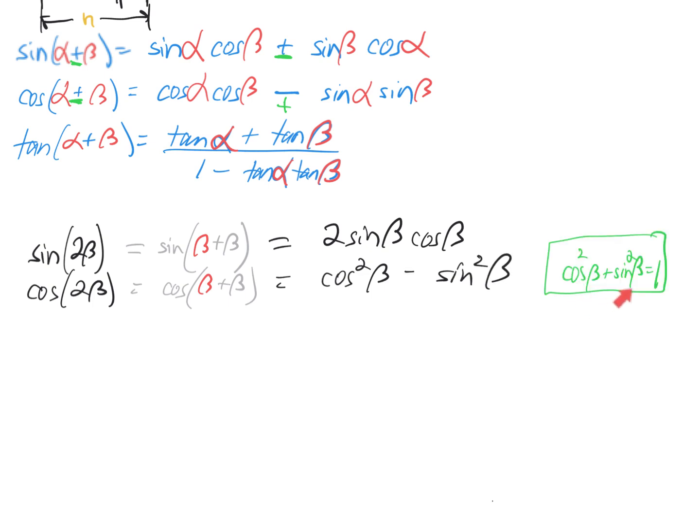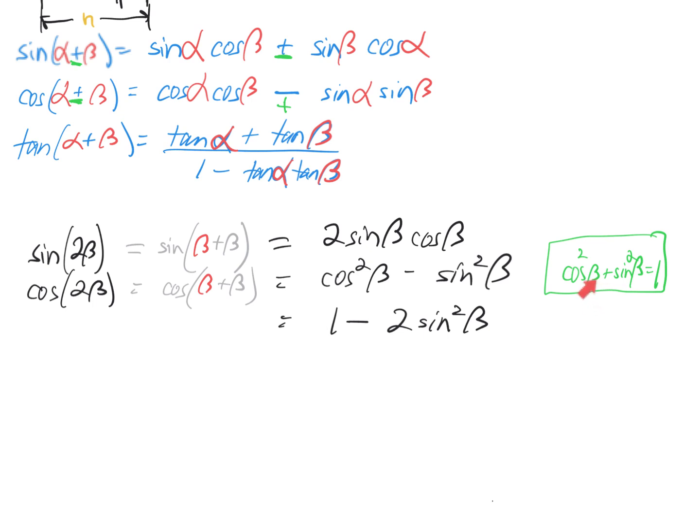Now recall the Pythagorean identity. Cosine squared plus sine squared is 1. So we can rewrite the double angle identity for cosine 2 other ways. If we substitute in for cosine squared 1 minus sine squared, then we'll have 1 minus sine squared, put in cosine's place, minus sine squared again. Or in other words, 1 minus 2 times sine squared of beta.